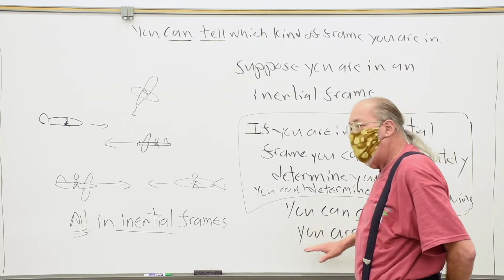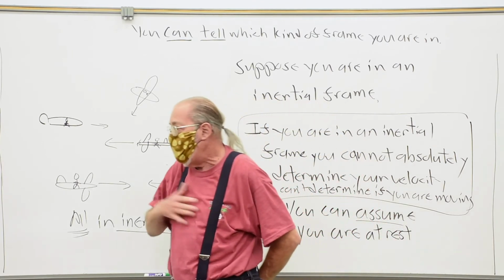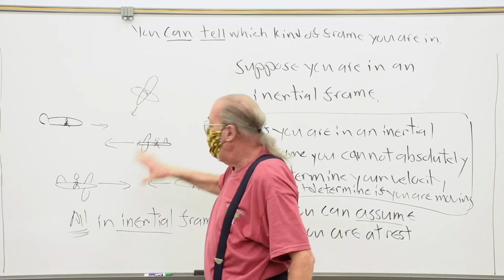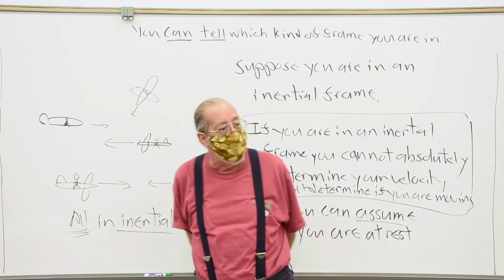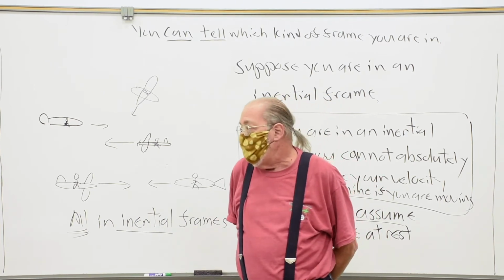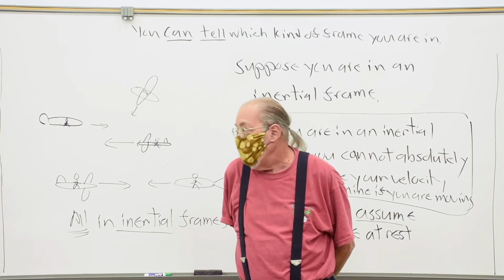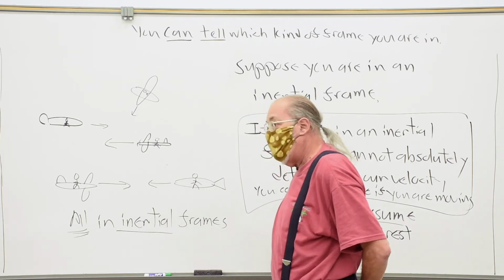You can assume you're at rest. It's unsettling. I don't like it. I ought to be able to tell absolutely if I'm moving. Well, according to Newton and Galileo, you cannot. The detection of absolute motion is impossible. And guess what we're going to find in the end, Tyler? Guess what we're going to find? You can't determine absolutely if you're moving. This is the final and be-all result.